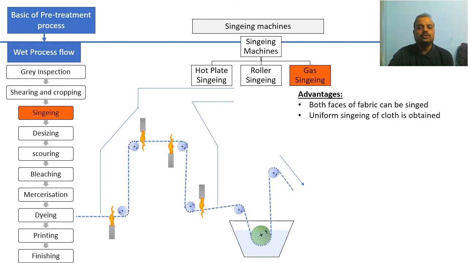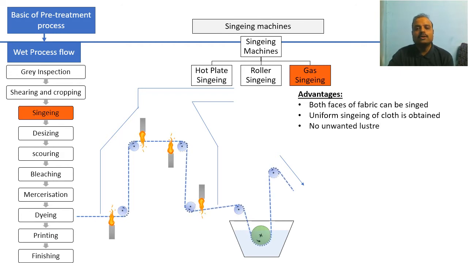Next advantage is that uniform singeing of cloth is obtained. Yes, the fabric is in direct contact with the flame, and that's why there should not be uneven singeing. So instead of one burner, there are four burners. These four burners take care that uneven singeing is not the result.